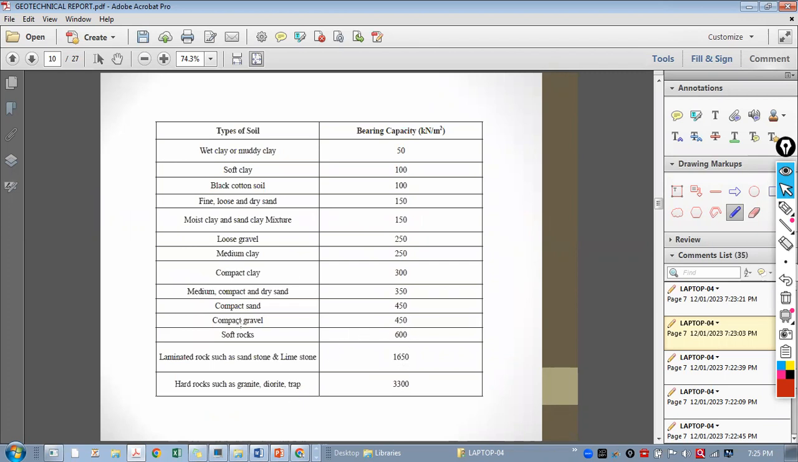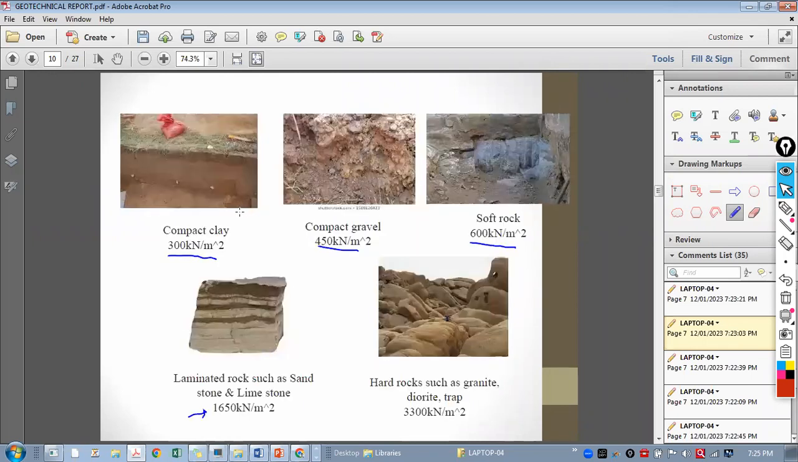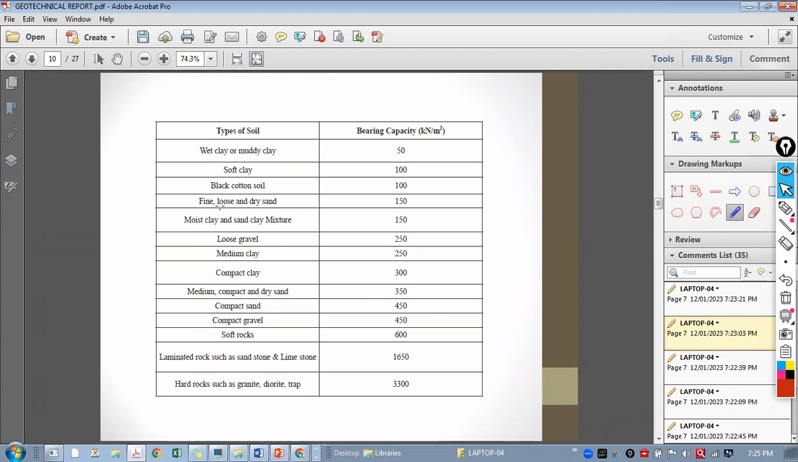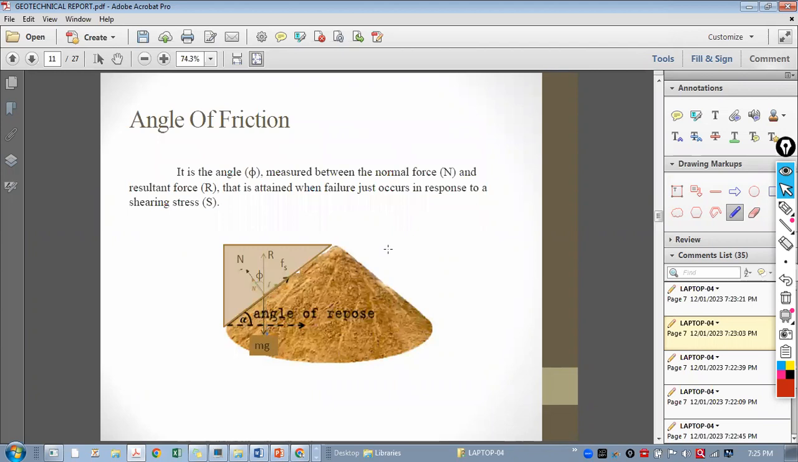Okay, so we will share this data with you. These are the photographs by which you can understand the strata, and these are the numbers for that. So we have developed a table so that you can get an idea what should be the bearing capacity of the soil. Then angle of repose, all of you know this term.